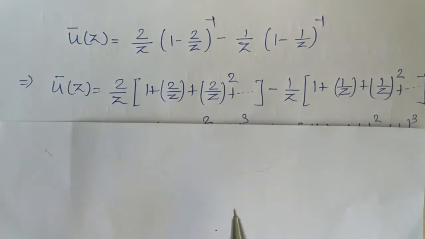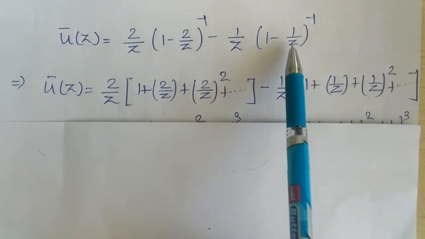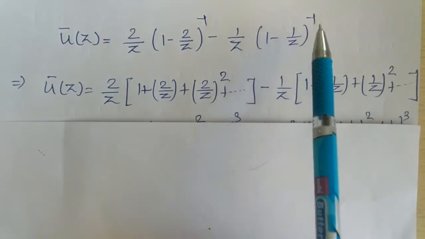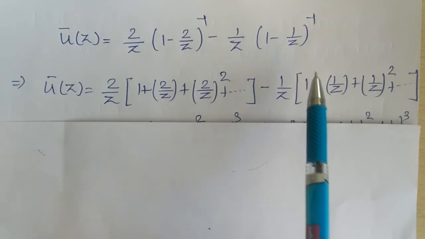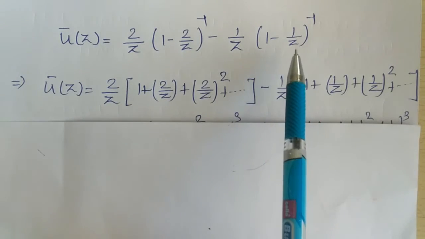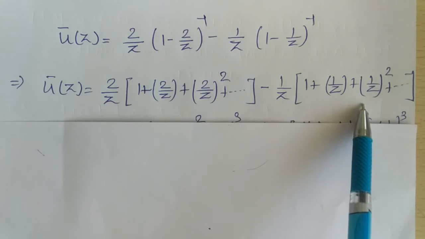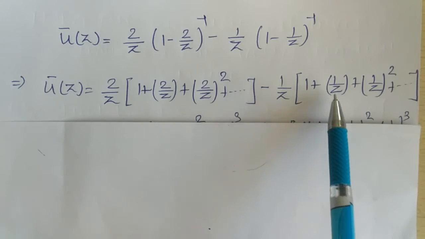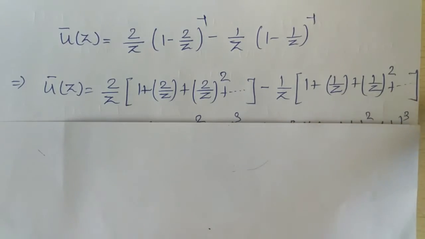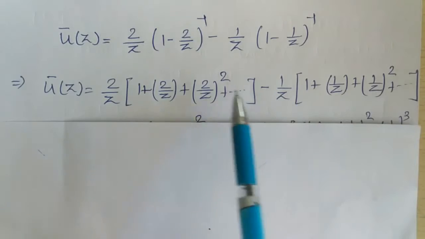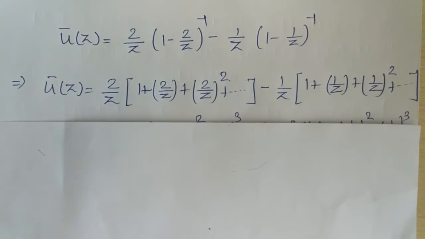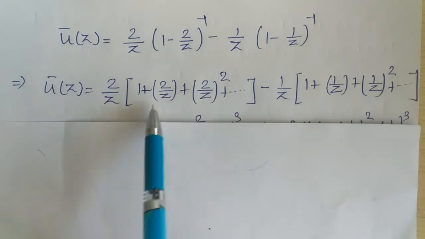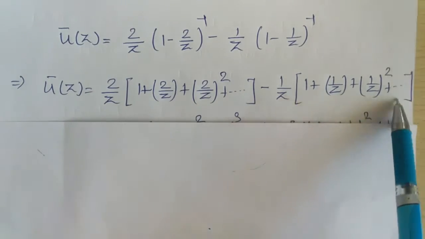Minus 1 upon z. Now again we have (1 minus x) whole inverse. So the binomial expansion is 1 plus x, which is 1 by z, plus x square, which is (1 by z) whole square, plus x cube, (1 by z) whole cube, and so on. So we have 1 plus 1 by z plus (1 by z) whole square plus so on. So these are the binomial expansions of these two functions. Now we multiply this 2 by z with all these terms and 1 by z with all these terms.